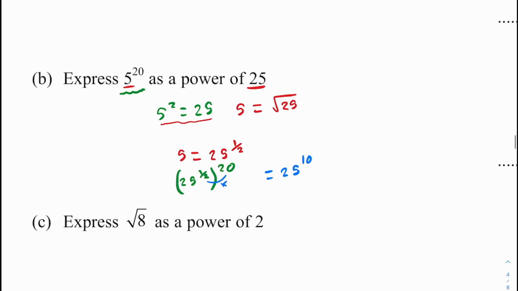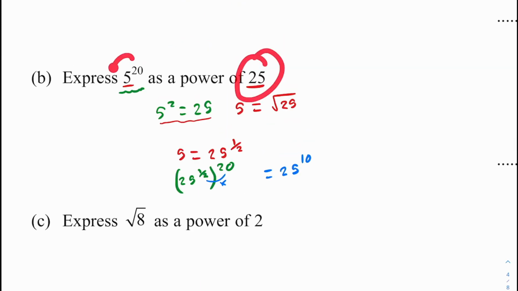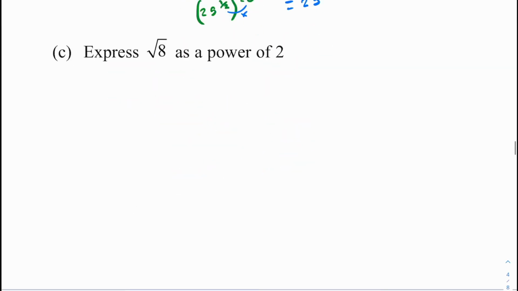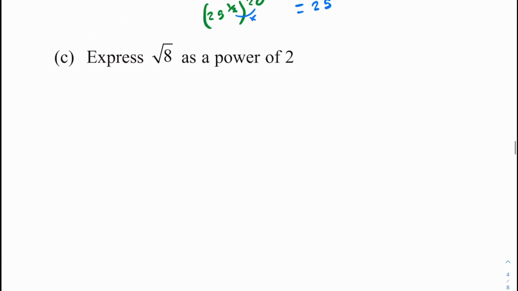Part C, we need to express root 8 as a power of 2. So it's similar to this question. We need to convert one number into the form of another and express as a power, basically. So root 8 as a power of 2. What we can say first of all is that 8 is equal to 2 cubed. We need to notice this, and therefore we can say that the square root of 8 is going to be equal to 2 cubed, but then we've got the square root applied, so we can just say the square root of 2 cubed. Okay.